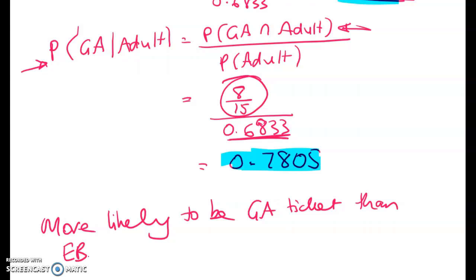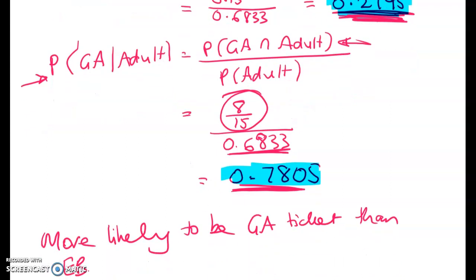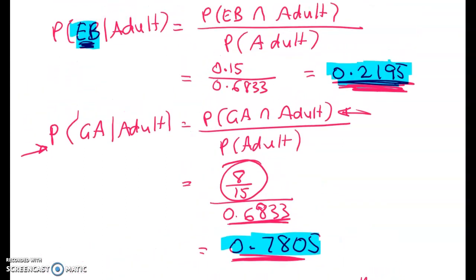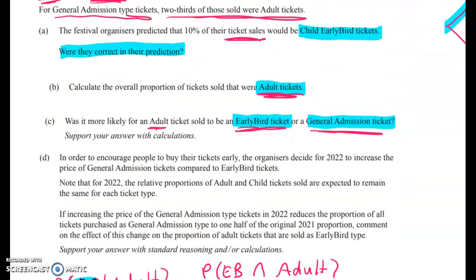You weren't asked to do a relative risk calculation, which is kind of, usually the pattern that you see. If you had been asked to do that, you'd take this probability and divide it by this one and say that you were, what's it going to be, 3 point something times as likely to have a general admission ticket than an early bird ticket. Okay, so that's that part of the question.